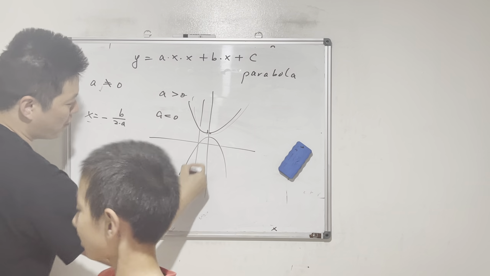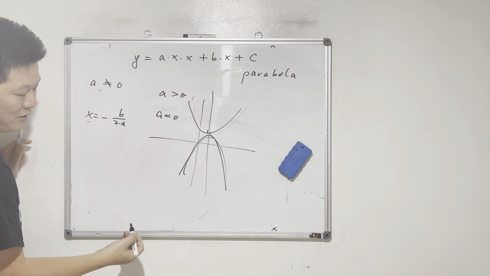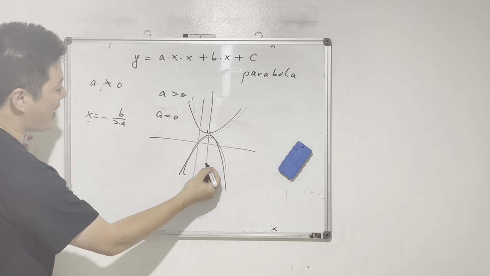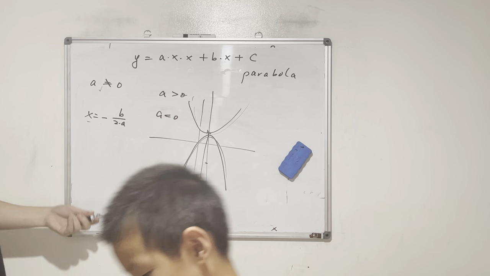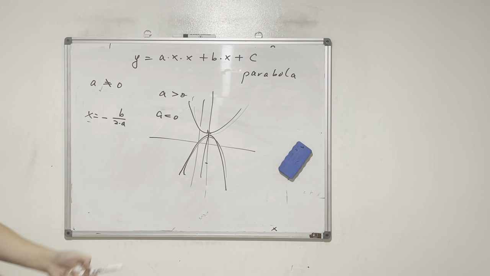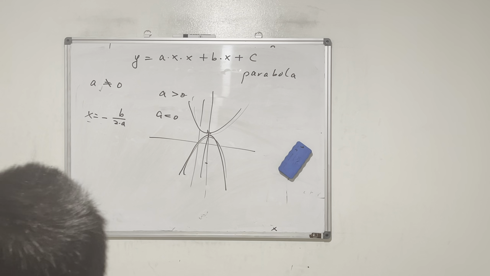And how about when a is smaller than 0? Maximum. When x is at this point, you will have the maximum value, right? That's the important takeaway. So you can use these techniques to solve those mathematical challenges in your book, easily, beautifully. Got it? Okay?